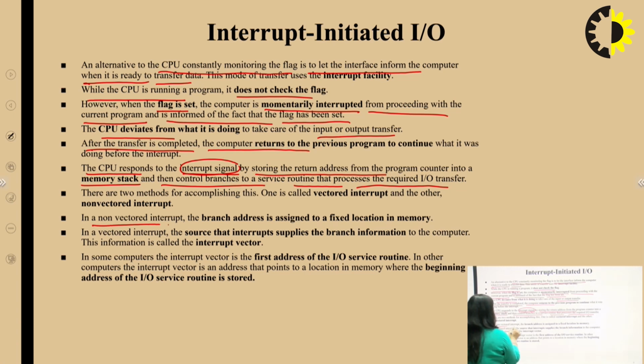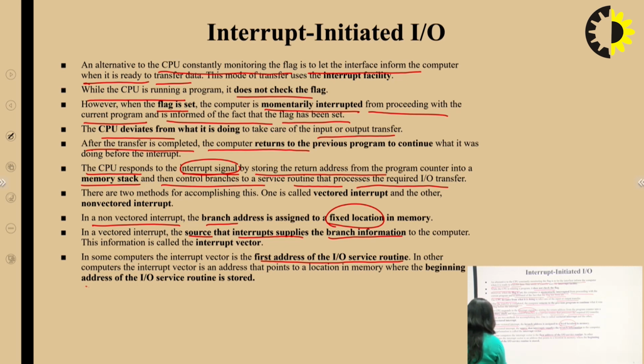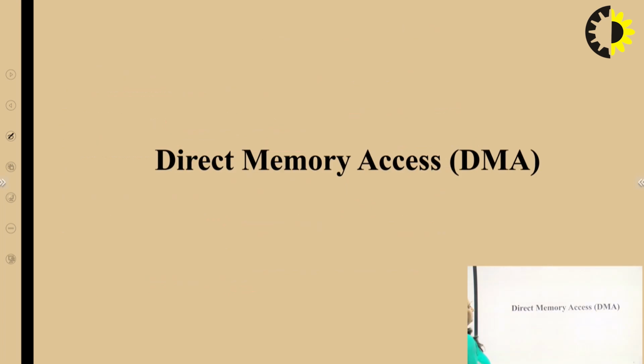Now in a non-vectored interrupt, the branch address is assigned to a fixed location. The branch address of a program is assigned to a fixed location in the memory. And in a vectored interrupt, the source that interrupts supplies the branch information to the computer. This information is called the interrupt vector. In some computers, the interrupt vector is the first address of the input output service routine. In other computers, the interrupt vector is an address that points to a location in memory where the beginning address of the input output service routine is.